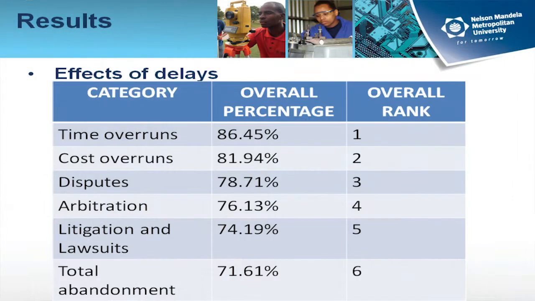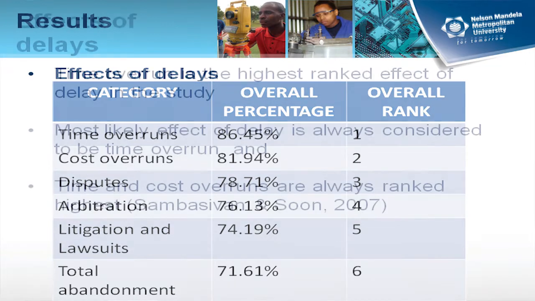In terms of effects of delays, the top two ranked effects were time and cost overruns, and the least was total abandonment at 71.61%.